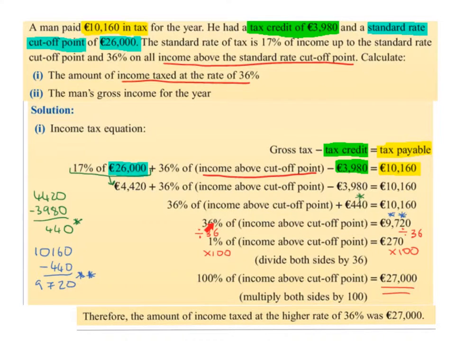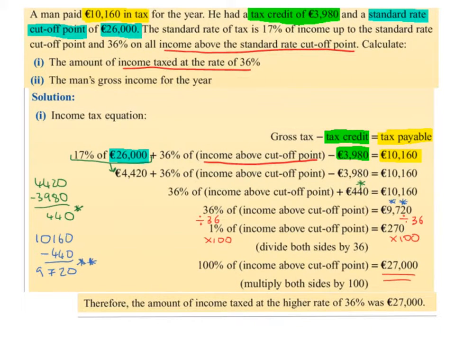So to make 36% become 1%, we divide by 36. So we do the same on the right hand side. We balance the equation. 9,720 divided by 36 is 270. So now 1% of the income above the cutoff point is €270. We got that by dividing both sides by 36. Now we're going to multiply both sides by 100 to get 100%. So 1% multiplied by 100 is 100%, and €270 multiplied by 100 is €27,000. So 100% of the income above the cutoff point is €27,000. We got that by multiplying both sides by 100.